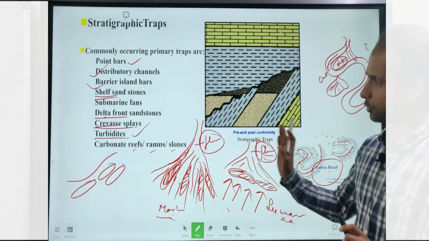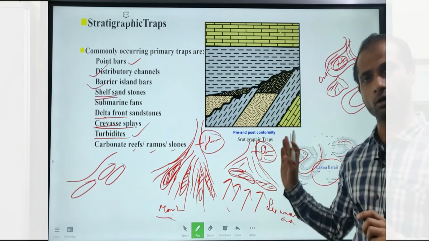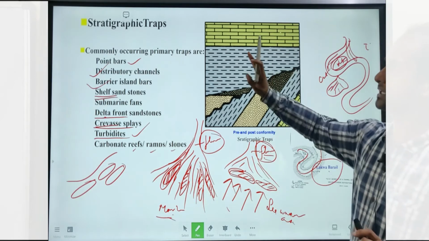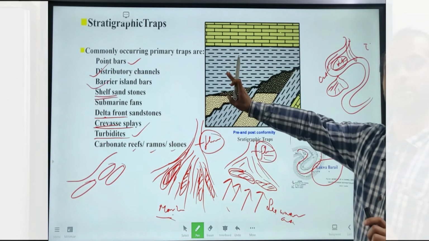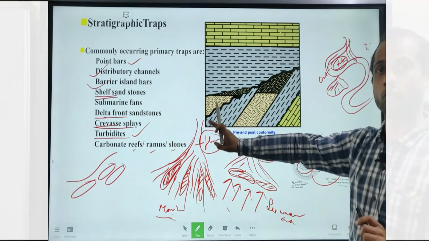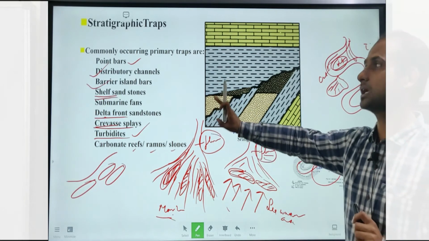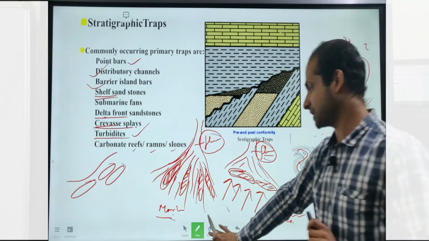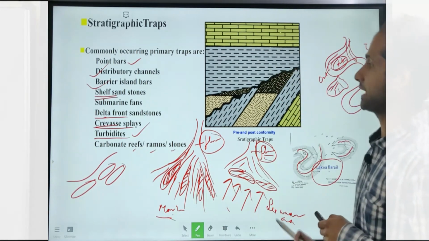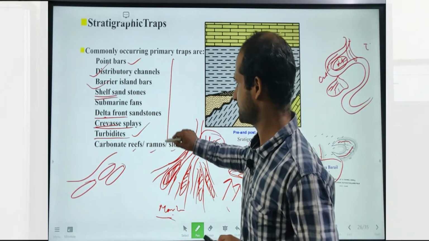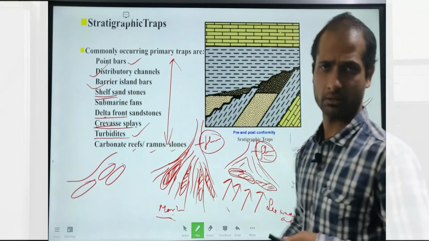So I will not go into much detail about all these, how they form, but this is the list which we need to understand, and we need to know that they are responsible for the entrapment of hydrocarbon. Okay, and all this you have studied in your sedimentary classes in great detail.